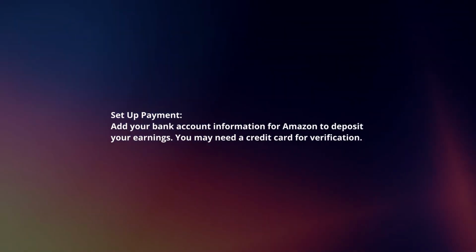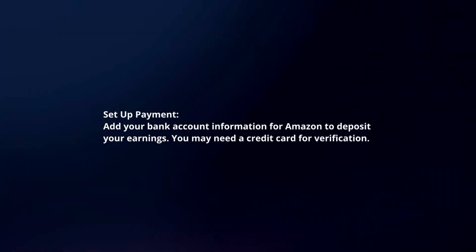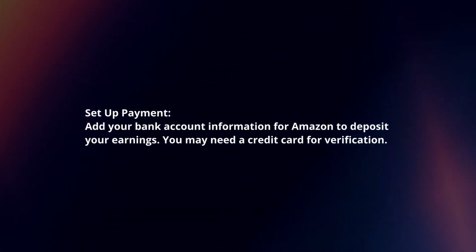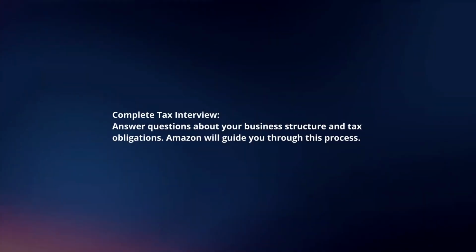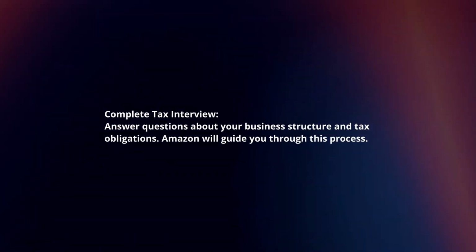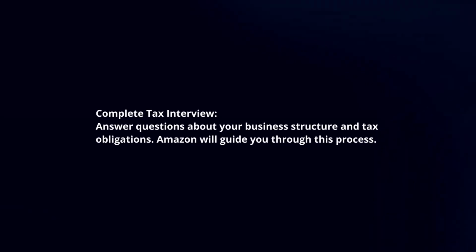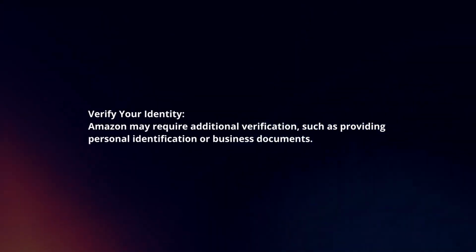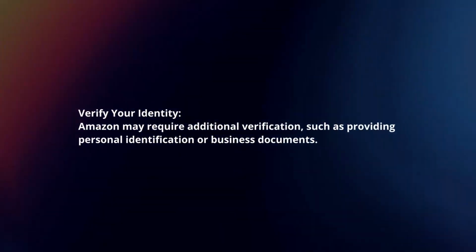Set up payments. Add your bank account information for Amazon to deposit your earnings. You may need a credit card for verification. Complete tax interview. Answer questions about your business structure and tax obligations. Amazon will guide you through this process. Verify your identity. Amazon may require additional verification, such as providing personal identification or business documents.